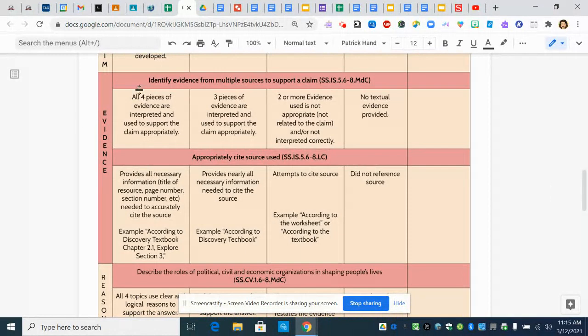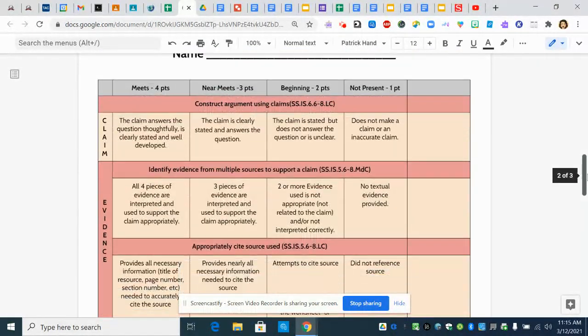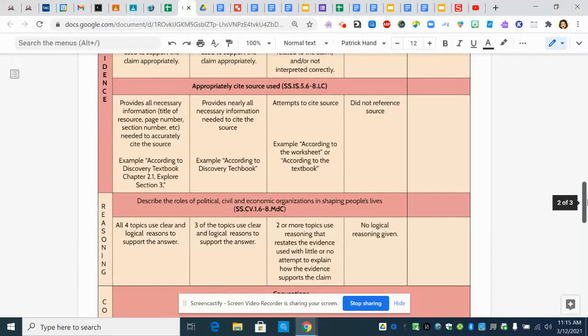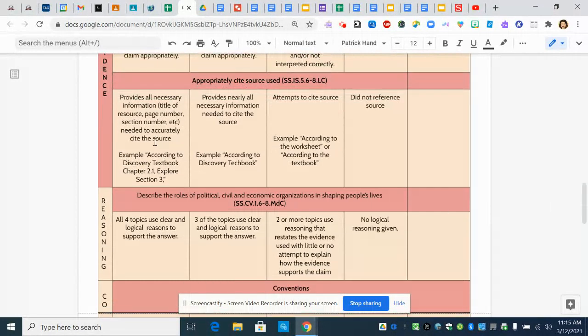So you can see that in order to get a meets, or here a meets 4 points, near meets, beginning, not present, in order to get 4, which is what we want you to get, right? You are going to appropriately cite your source, and I will show you how to do that. So you're going to provide all necessary information, title of the resource, page number, section number, needed to accurately cite the source. So here is an example. According to the Discovery Textbook, Chapter 2.1, Explore Section 3, that is how you appropriately cite your source.